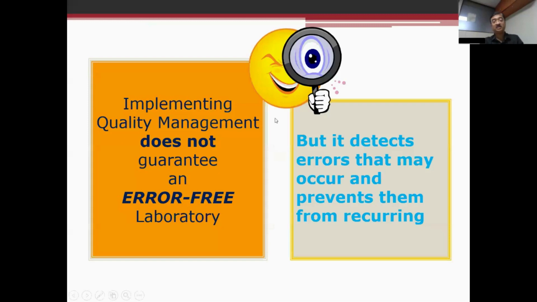Implementing quality management does not guarantee an error-free laboratory, but it detects errors that may occur. And if you detect the error, you have a chance to rectify, correct, and take preventive action so that it should not recur. That is why the importance of a quality management system is so high.